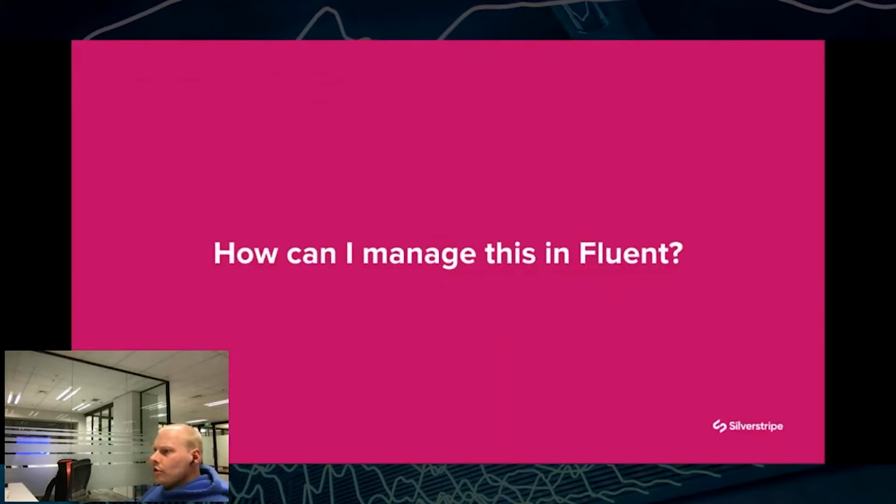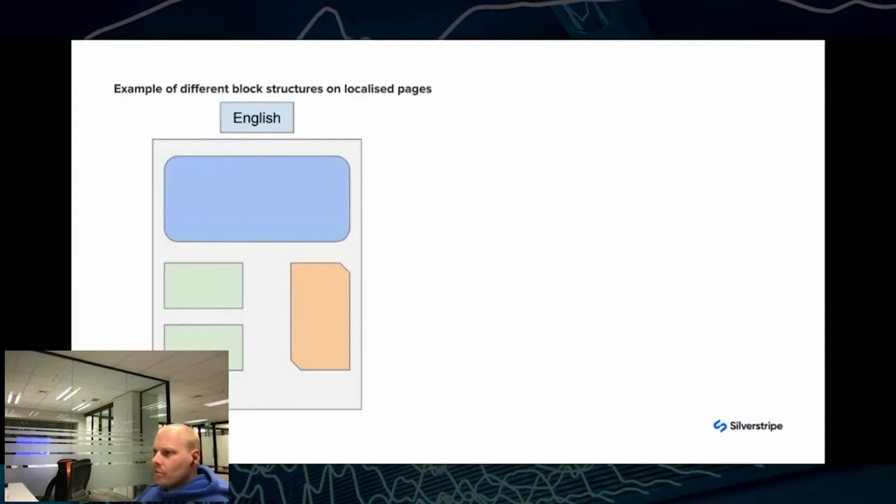How can we manage different structures via the Fluent module? This is quite a challenging problem, because this is like a new level of translation, right? Before we just mapped components one-to-one, but now we actually want to consider a different structure. One of the examples of localized structure is a different set of content blocks for different locales.